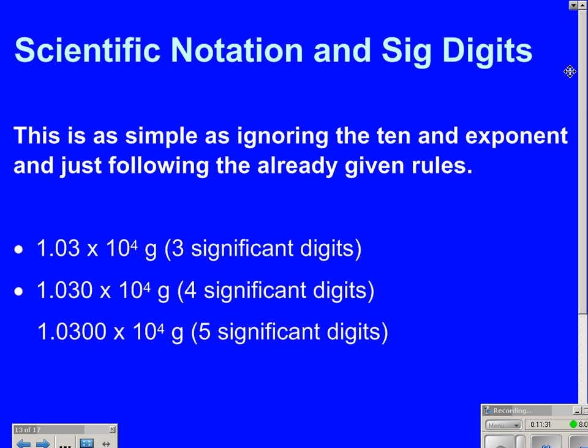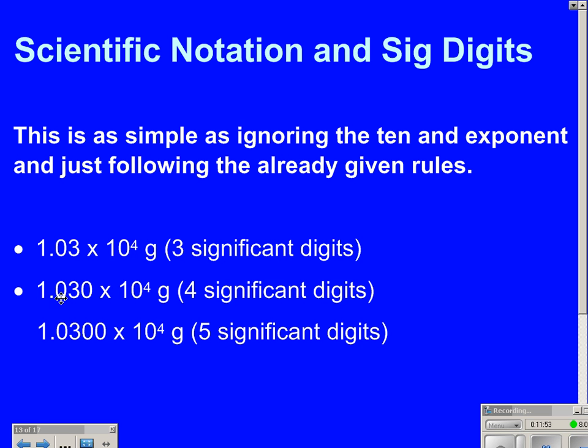Scientific notation and significant digits. This may look complicated, but it's really not. It's just as simple as ignoring the tens and the exponent, and then you just follow the rules you were already given. So if I were to ignore this, just looking at this part right here, I have a 0 between non-zero numbers, so 3 significant digits.